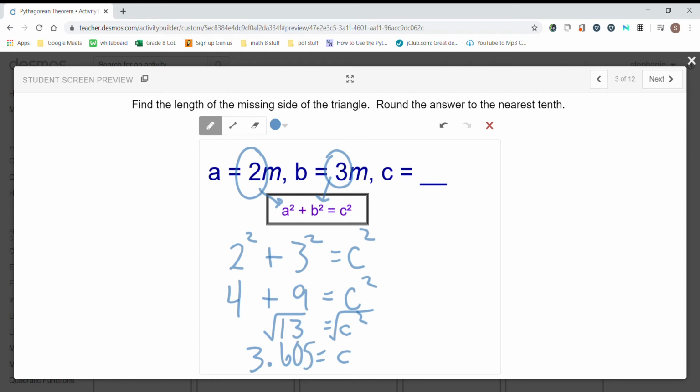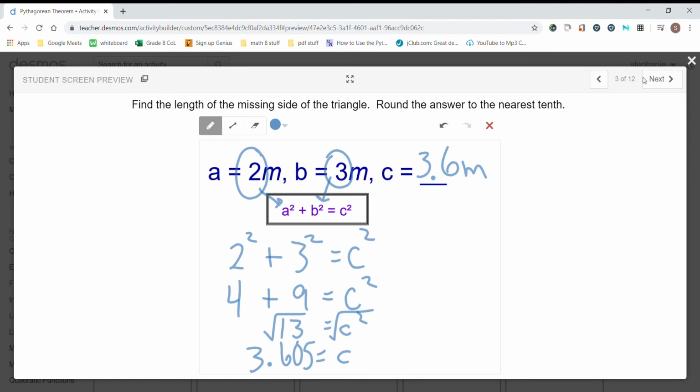And I'm going to get 3.605. And it says to round to the nearest tenth. Well, what's in my tenths place right now is the 6. I look over to the 0. Remember, 4 and below, let it go. 5 and above, give it a shove. So my final answer here is just going to be 3.6. So 3 and 6/10, and I would like you to label that it is meters.